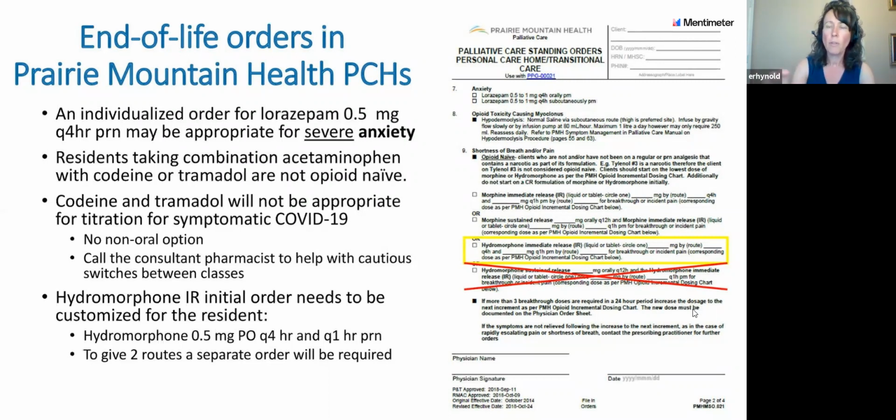They have a fill-in-the-blank on page 2 of the order sets that could allow you to write one order for a PRN and one for a scheduled dose. So hydromorphone 0.5 orally, Q4 hours or Q6 hours, and Q1 hour PRN. You could fill in those blanks. If you want to order two routes, so PO and a subcutaneous, then you'd have to write the second order out separately. So that's our standing orders.